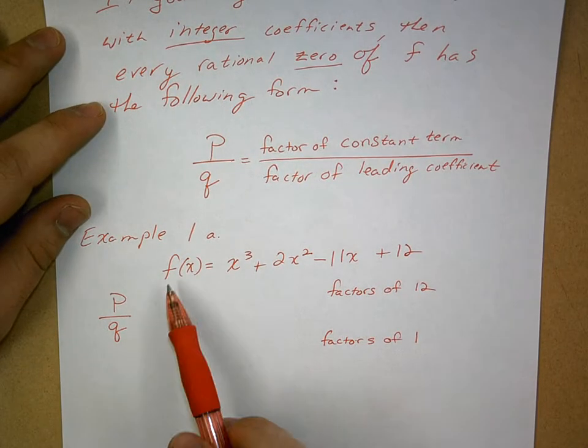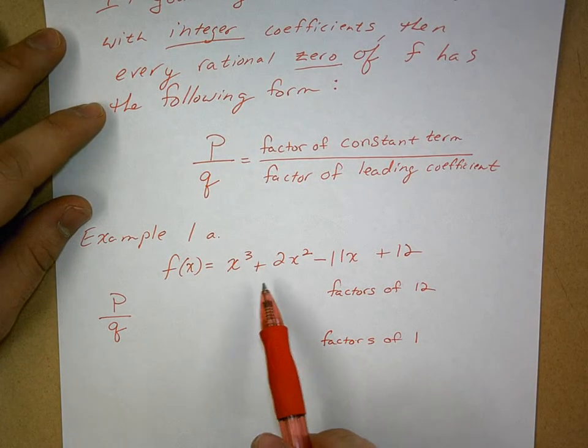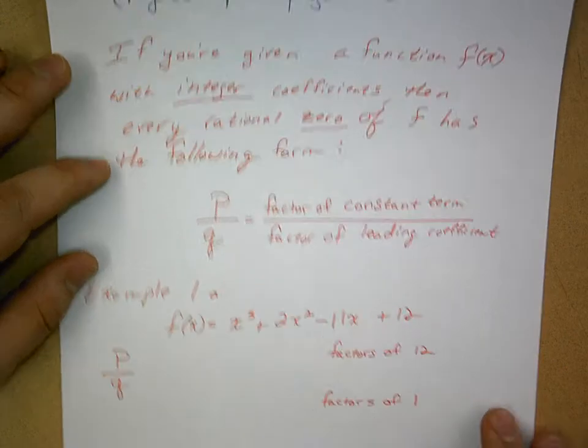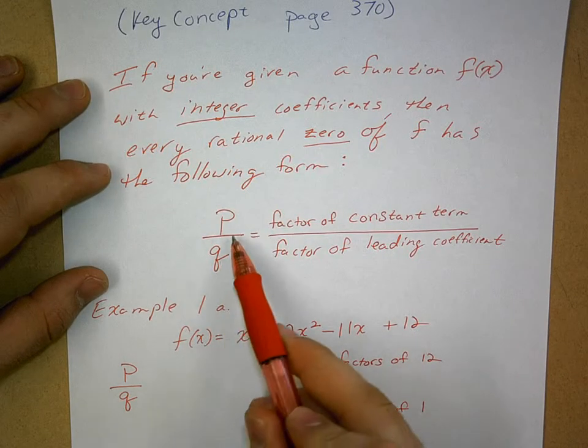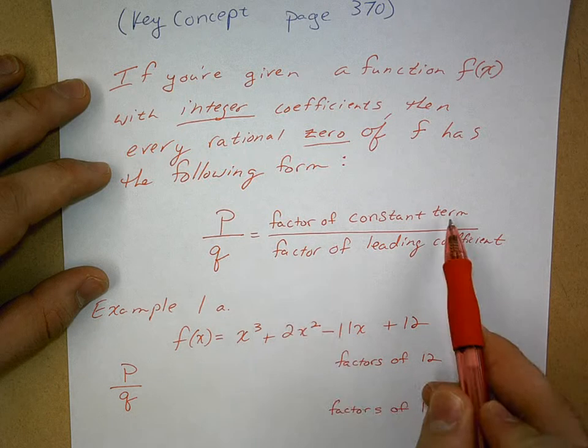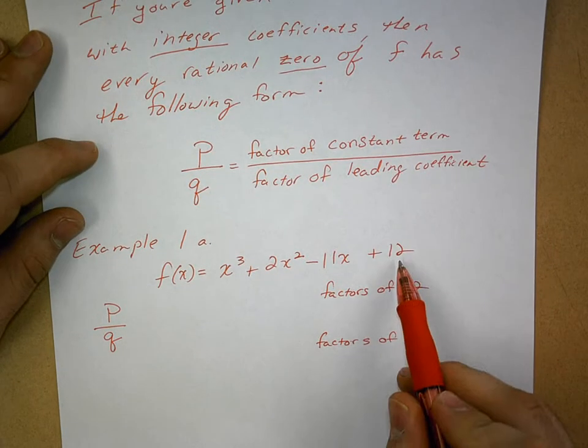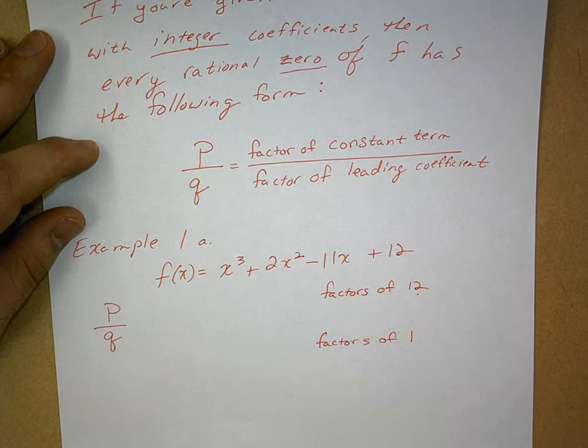All right, we're given a function f of x is equal to x to the third plus 2x squared minus 11x plus 12. The directions tell us to list the possible rational zeros of f using the rational zero theorem. Again, the rational zero theorem tells you to set up this ratio, p over q, factors of the constant term over the factors of the leading coefficient. So, the constant term is 12, let's list the factors of 12.